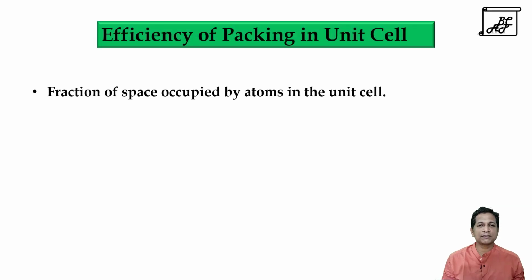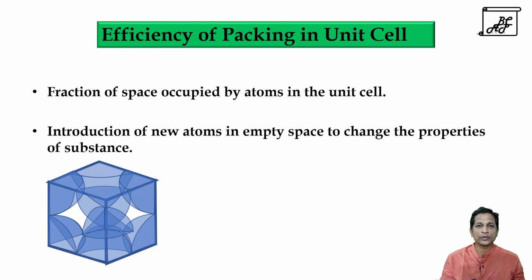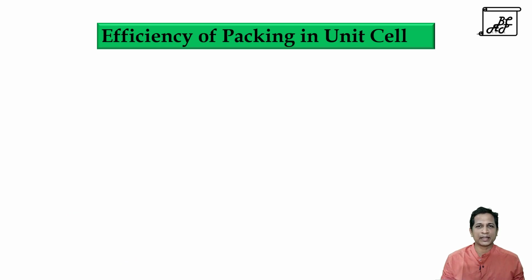Efficiency of packing is defined as fraction of space occupied by atoms in the unit cell. Why do we have to learn this? Consider this diagram. There are atoms at 8 corners of a cube. These atoms are nothing but rigid spheres. Because of this, there is an empty space between the atoms. This empty space can be utilized for the introduction of new atoms, and we can change the properties of the substance. That is why we have to learn efficiency of packing.